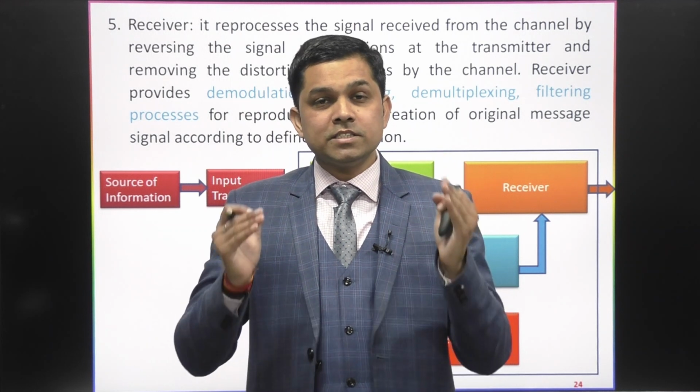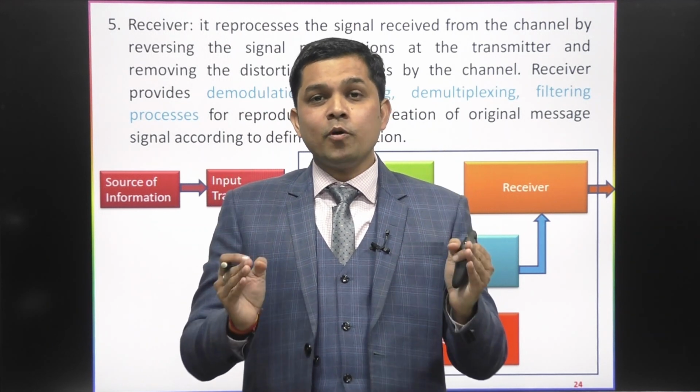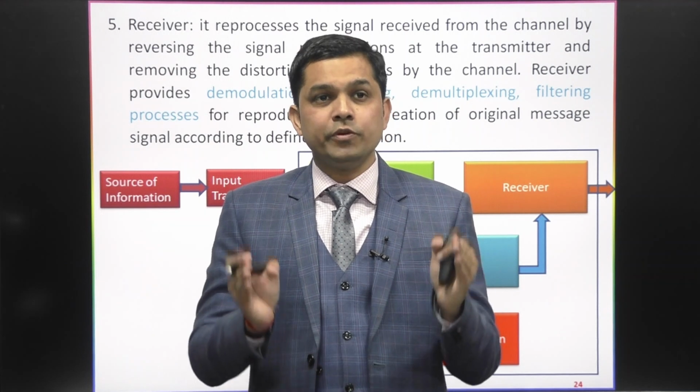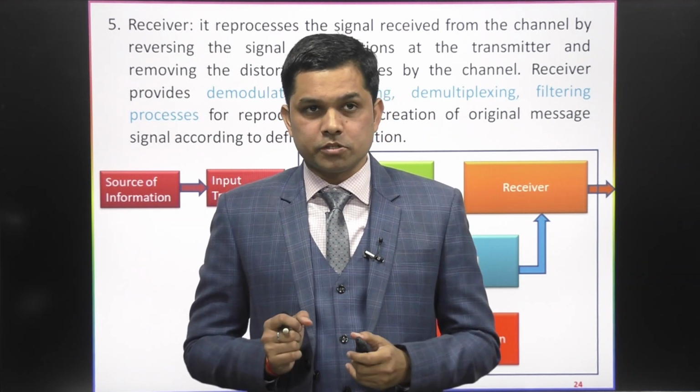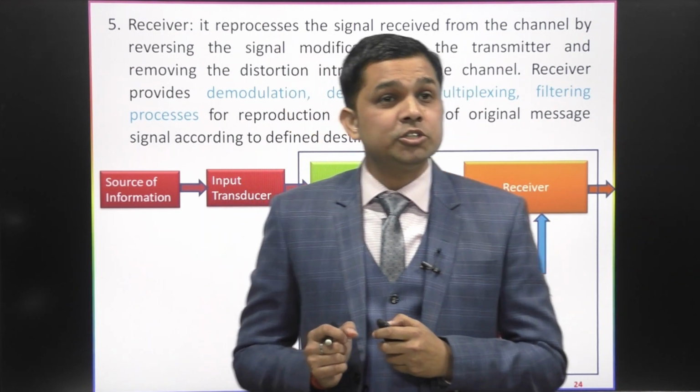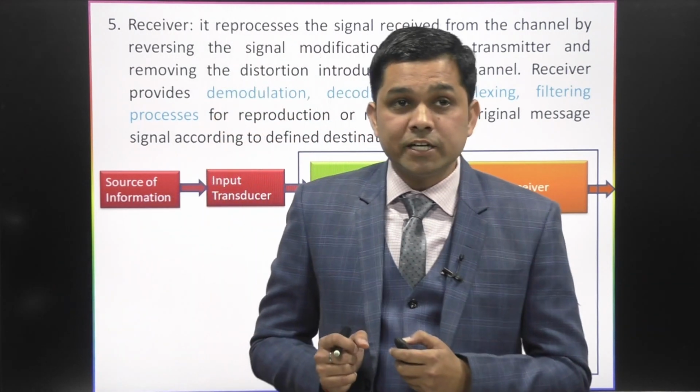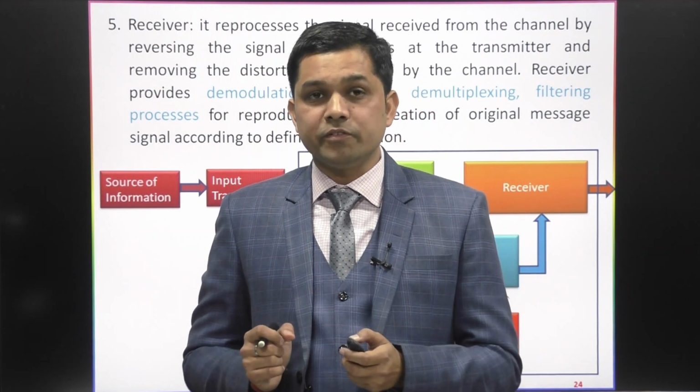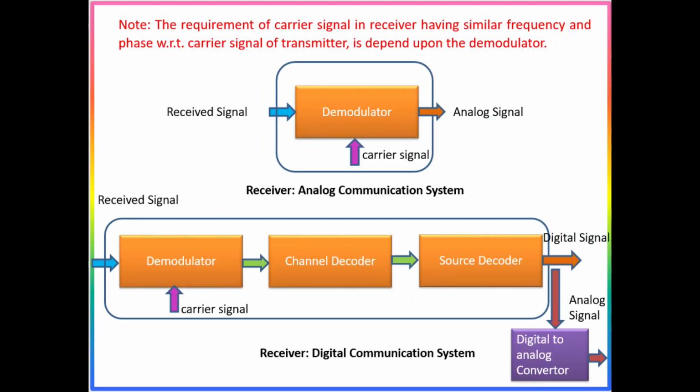So, the receiver will perform all the reverse operations with respect to the transmitter. The process can be demodulation, decoding, demultiplexing, and filtering, which are part of the receiver. And in a similar way as we have the transmitted signal according to an analog communication system or digital communication system, similarly we have the receiver according to an analog communication system or digital communication system.